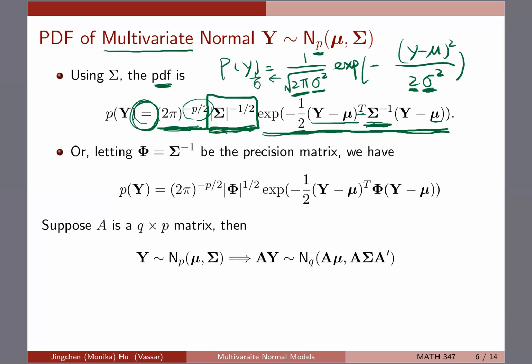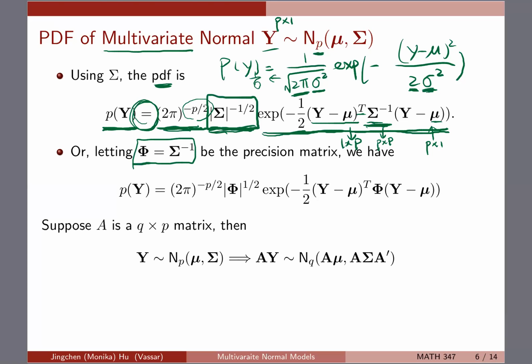So y is p by 1. Mu is p by 1 as well. So this will be 1 by p, right? Once you do the transpose. The inverse of this is p by p. And this is p by 1. So once you do this, that becomes a scalar. Okay? So yeah, it's definitely much more complicated to compute, but I just want to show you the whole thing will be a scalar as well. Okay?